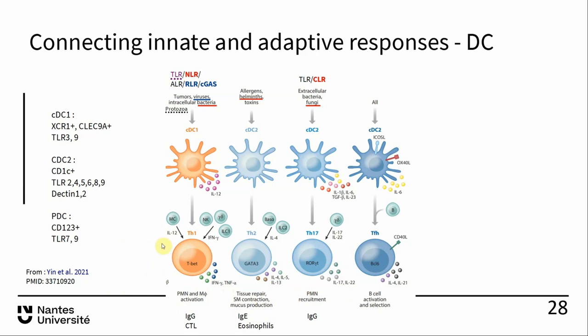Th1 responses also are associated with IgG2a specifically and CTL responses. Helminths will be associated with Th2 type responses, which result in class switching to IgE in B cells, and the recruitment and activation of eosinophils. Whereas for extracellular bacteria and fungi, the Th17 response, the main effectors are going to be, once again, neutrophils and IgG.